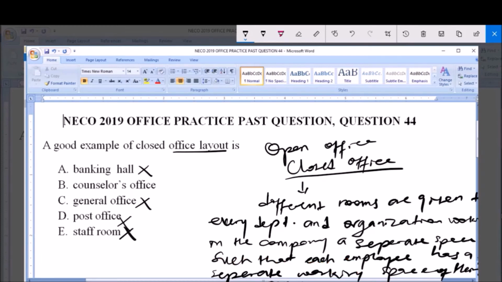So option B here, counselor's office, is a closed office layout, because a counselor's office is a separate working space that is required for only the counselor and the person coming for counseling. So it requires privacy, and therefore it is regarded as a closed office layout. So the answer to this question is option B, counselor's office. It is a good example of a closed office layout.